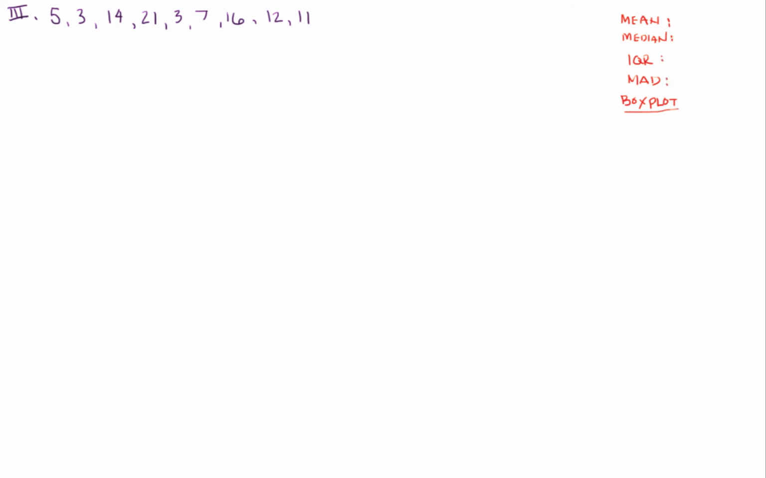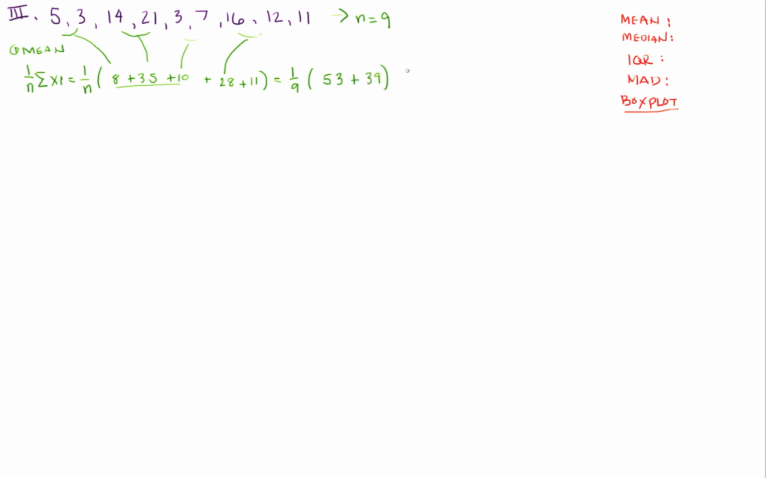So let's first begin with the mean, again, as before. So we have 1 over n times the sum of the x's. So 5 and 3 is 8, 14 and 21 is 35, 3 and 7 is 10, 16 and 12 is 28, and 11. Okay, and we have 9 numbers, of course, so that's 1/9. And then we have 8, 35, and 10, that's 53, 28 and 11, that's 39. And this gives us a sum of 92.